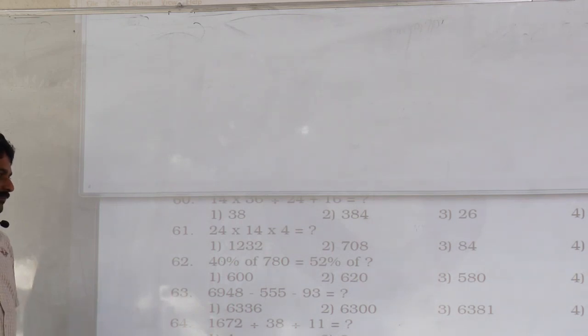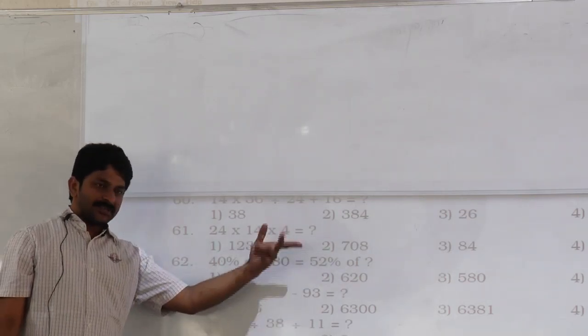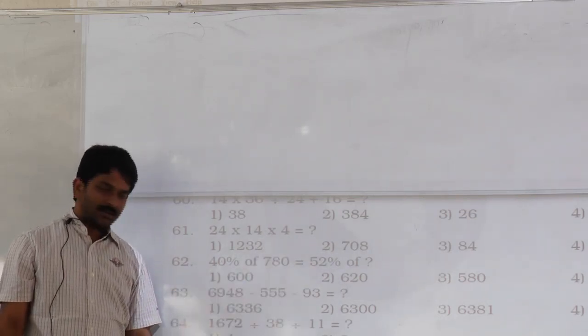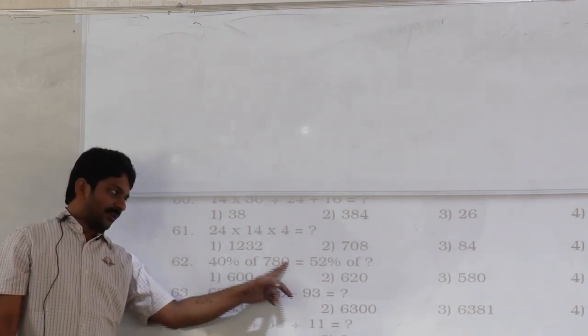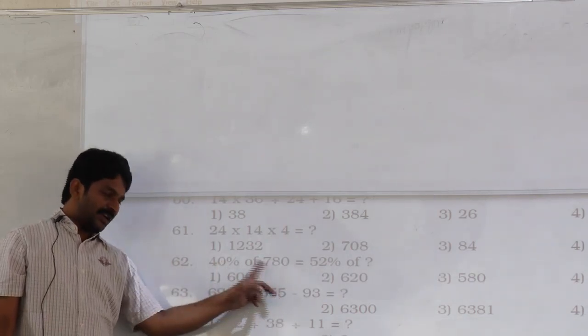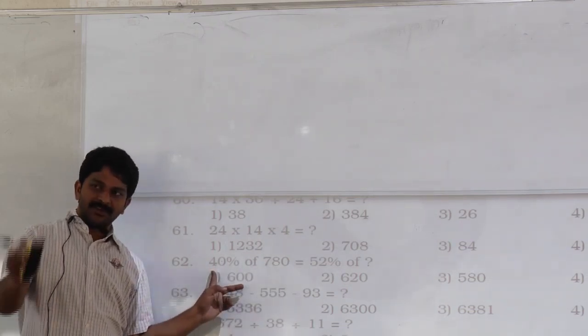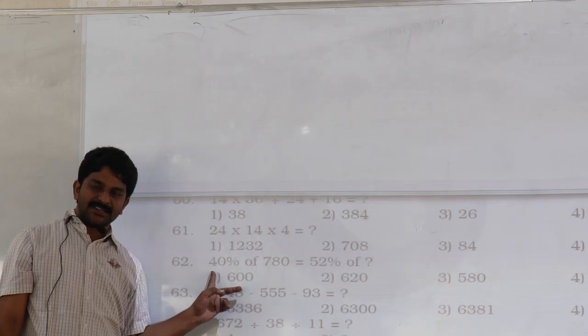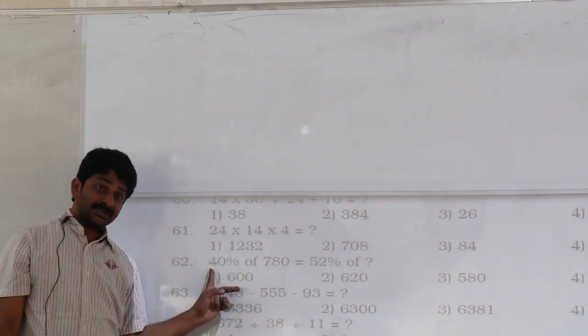Next. 40% of 780 is 52% of how much? Forget about zeros in left hand side. Forget about 2 zeros. 78 4 times. Wait. Verify last digit. 8 4 times is 32, so 2.